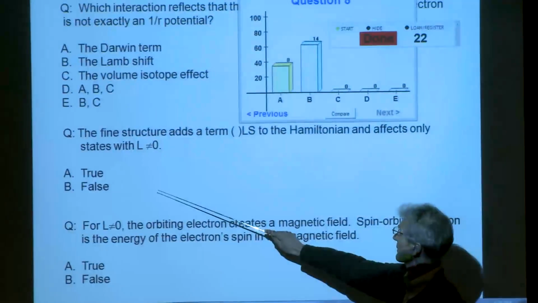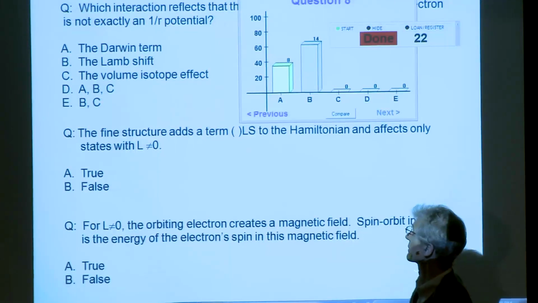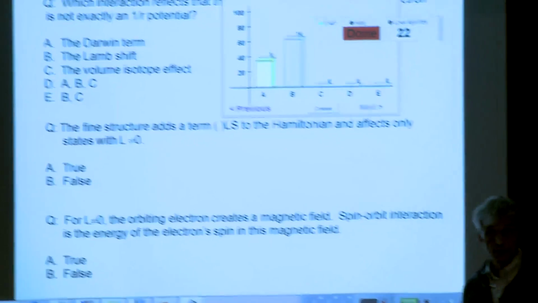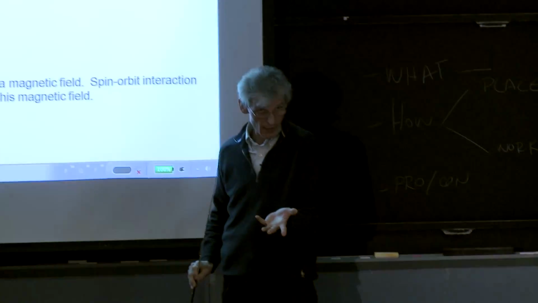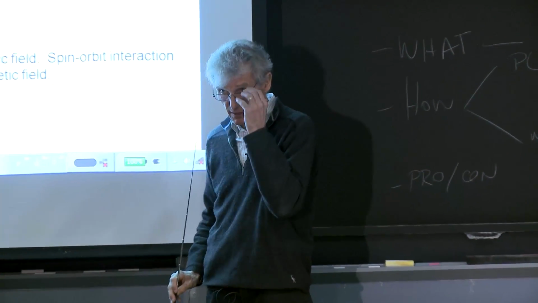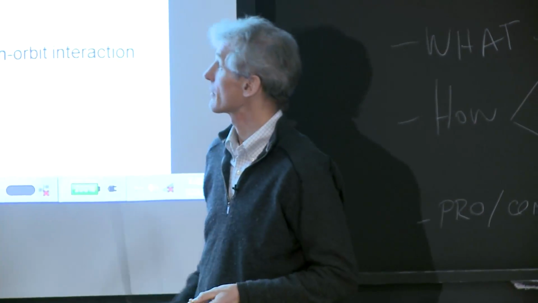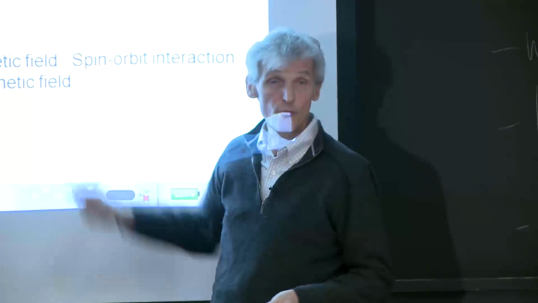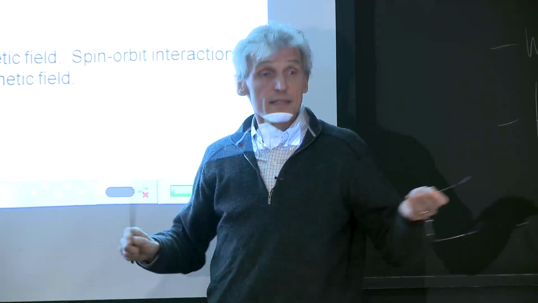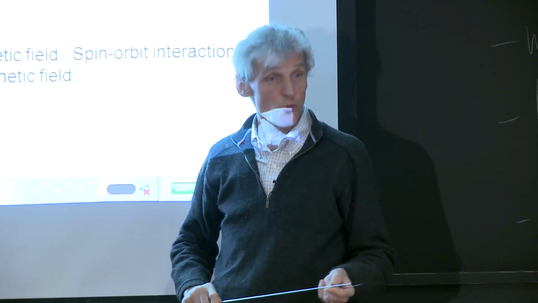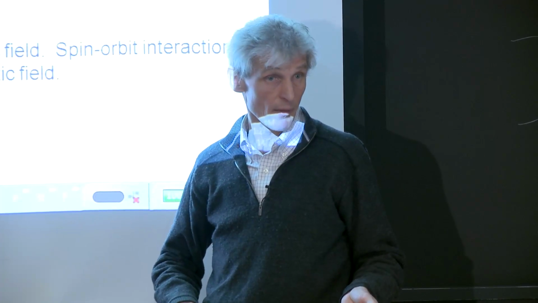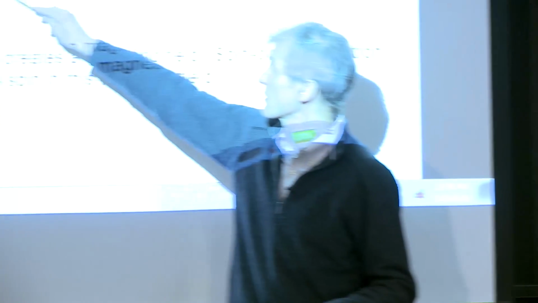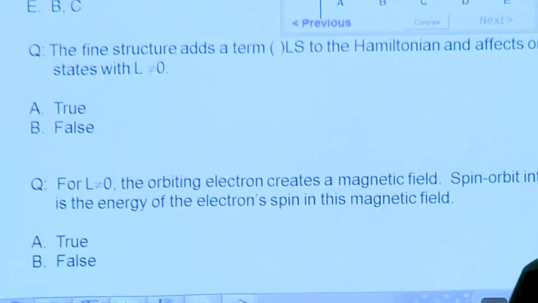I would say it's false, because the fine structure has 3 contributions: the Darwin term, the relativistic kinetic energy contribution, and this L dot S term. It affects all states, also the S states, through the Darwin term and the relativistic energy contribution. So the fine structure is more than just an L dot S term.